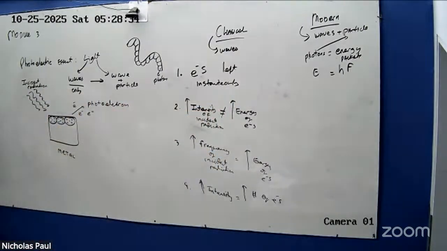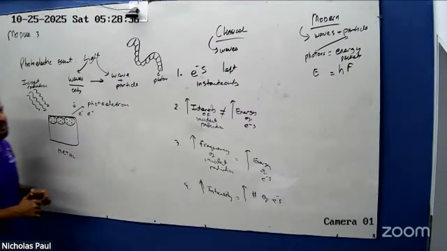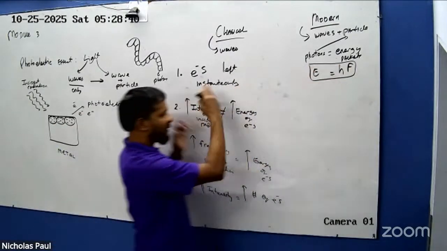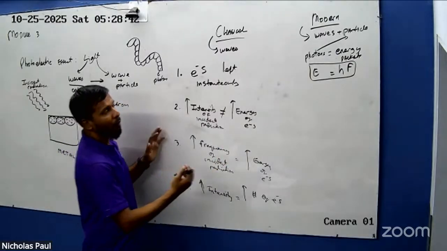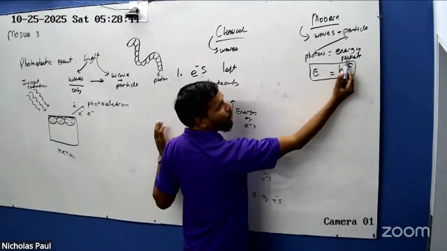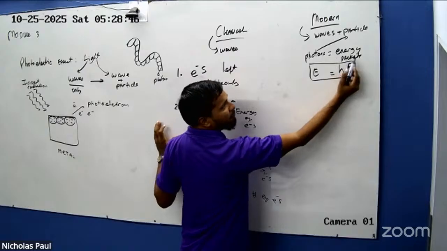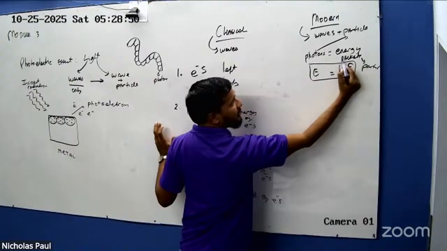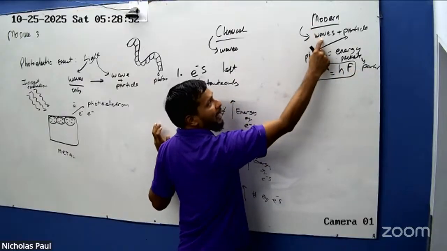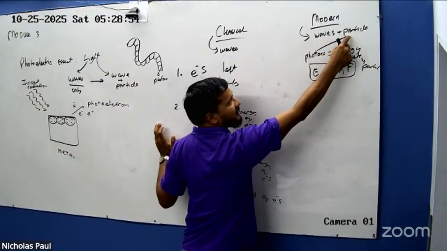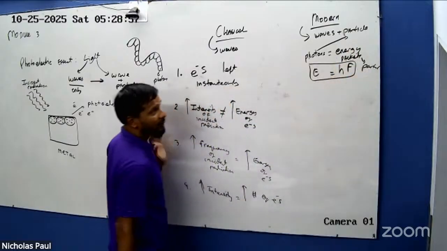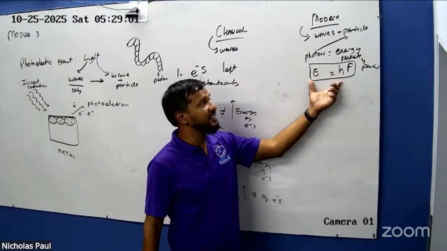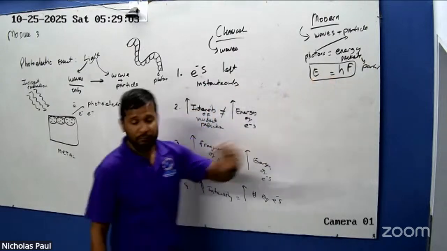So how did this simple explanation fix all of this? Number one, the only way we can view packets is as a particle nature. So we had to now move from light being waves to thinking about light as a particle. And every single one of these particles has energy E equal to hf. All right?